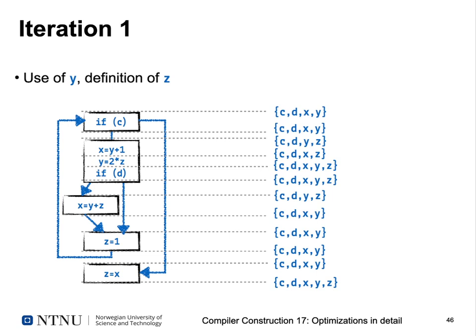So this is already a list of in and out sets at our program points, and the question we have to ask ourselves is: is this all? Is this really complete, or are we actually missing something?